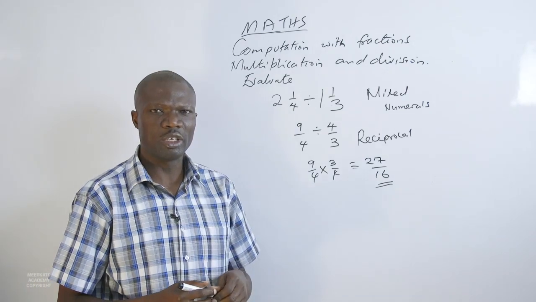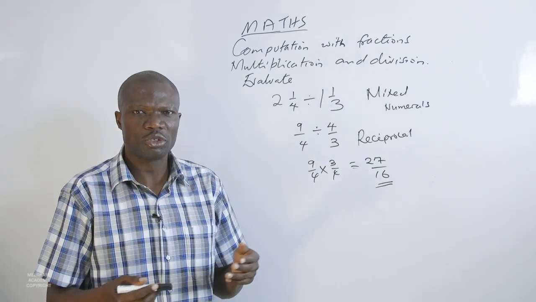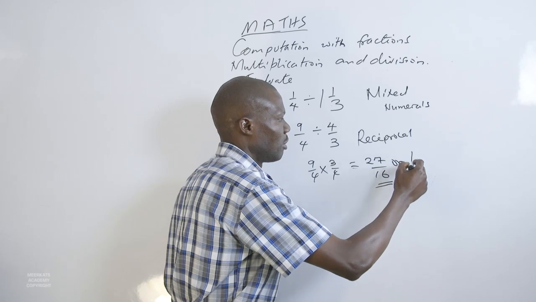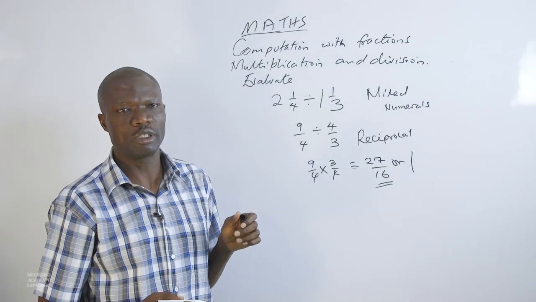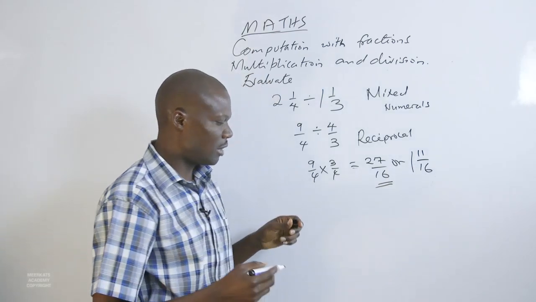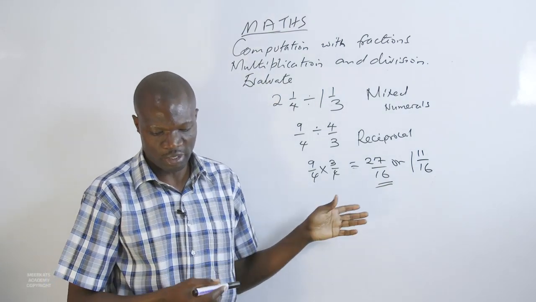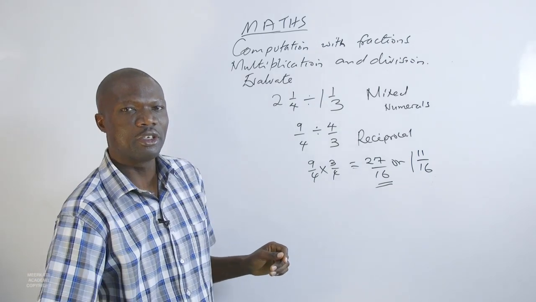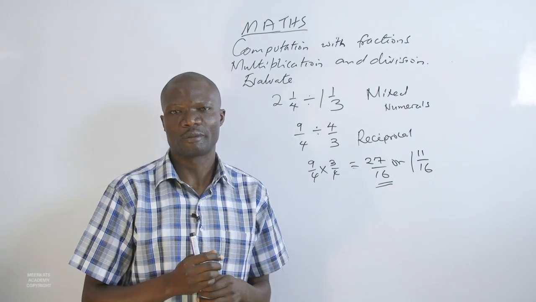So what would it be if you chose to convert? Then it would be 1 and 11 over 16. It is just a similar thing. We need to know this.